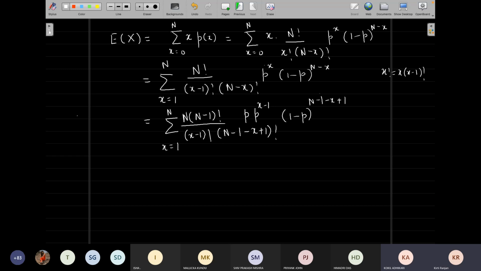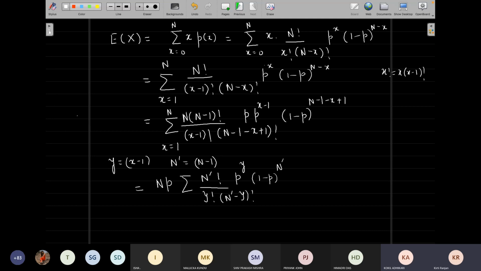So all I did was a little bit of rearrangement of terms, so that I am writing x minus 1s and n minus 1s. Why I am doing it will be pretty clear to you soon. But let's just define y equal to x minus 1 and n prime equal to n minus 1. So what am I doing? I am taking capital N and small p outside. So I took small p out, I took small n out. N prime factorial divided by y factorial, n prime minus y factorial, p raised to power y, 1 minus p raised to power n prime minus y.